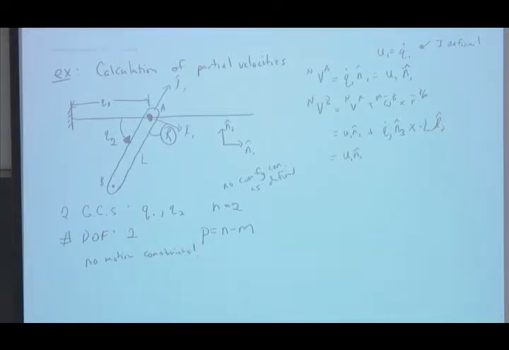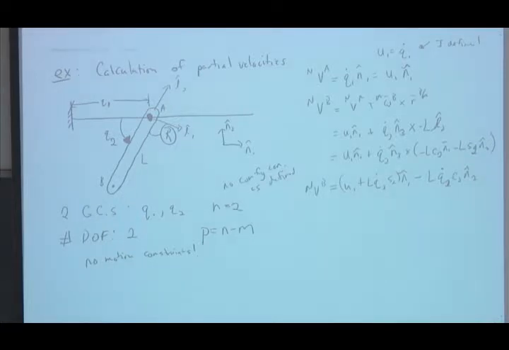We can then expand that all in the N frame, using short notation, S2 and C2. Q2 dot L in the N1 hat minus L S2 in the N2 hat, and write that all out, and we get Q1 dot plus L Q2 dot S2, all in the N1, minus L Q2 dot C2 in the N2. Okay, velocity of B in N.